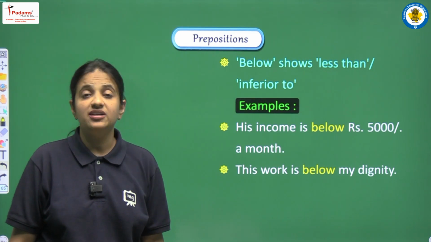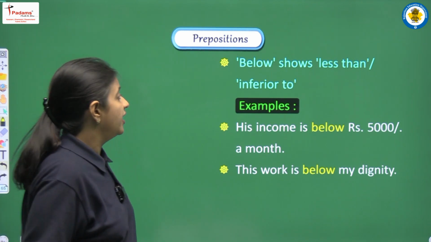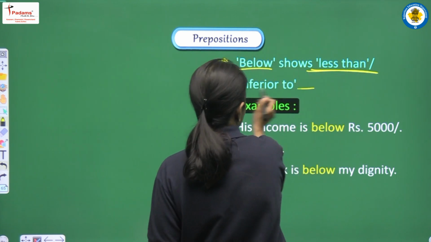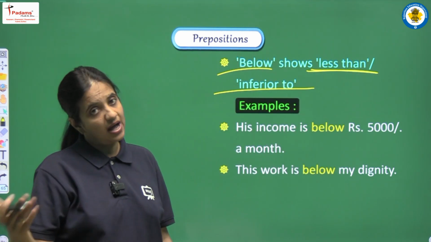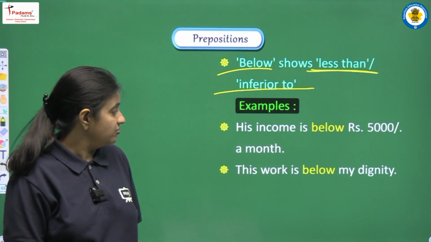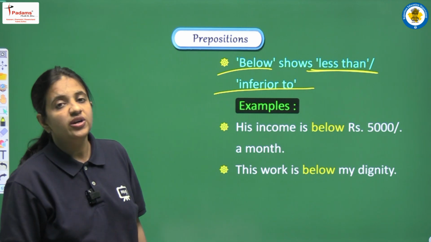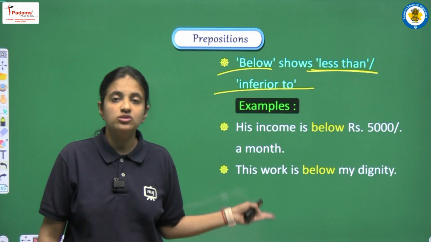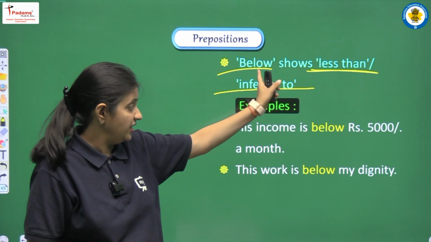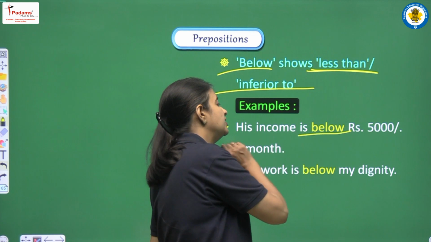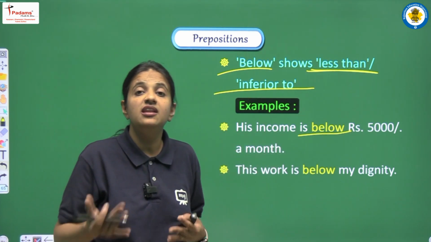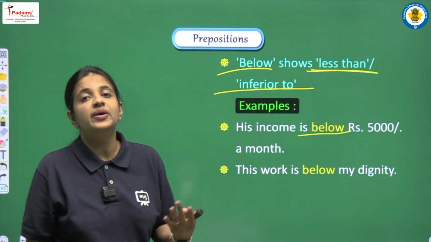So yes, below is having another use also, and with the help of below we can also indicate the meaning of less than, or we can say inferior to. How? Let's see the examples. His income is below rupees 5,000 a month. So yes, below is also having this particular use when it can indicate the meaning of less than, or we can say inferior to. So when we are having below in this sentence, with the help of below we are showing that his income is less than rupees 5,000 per month.